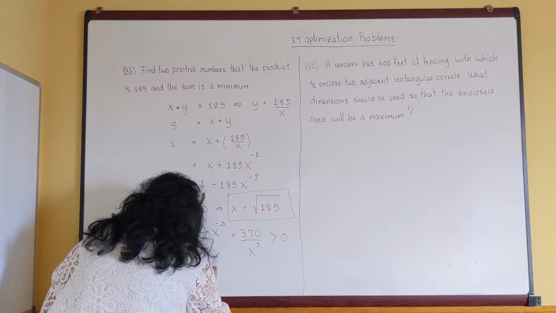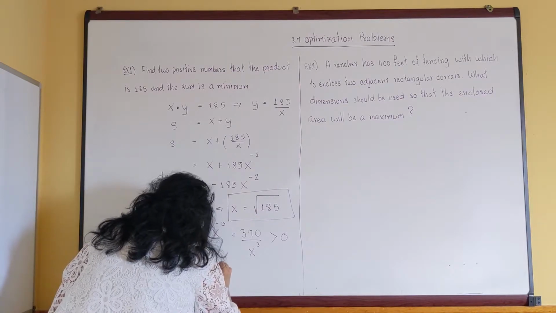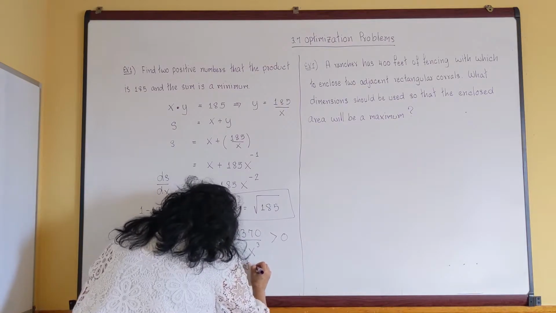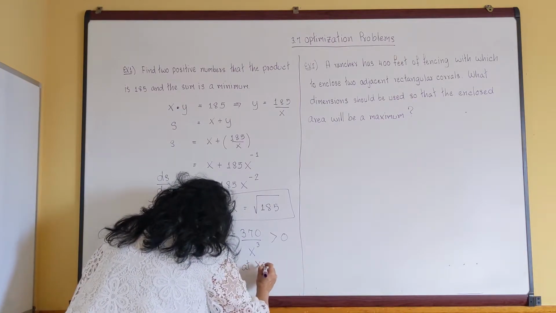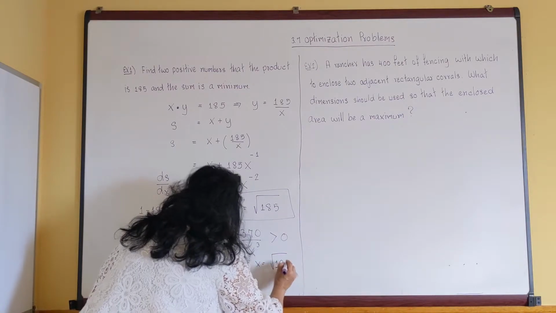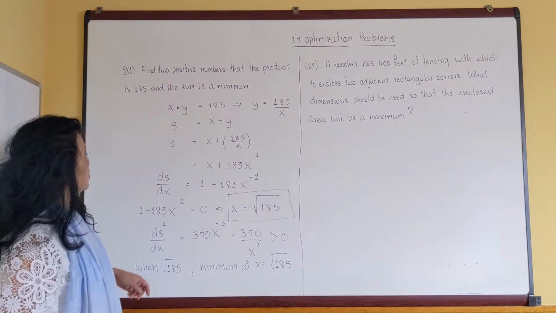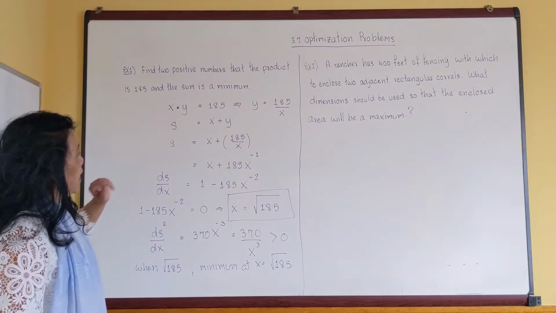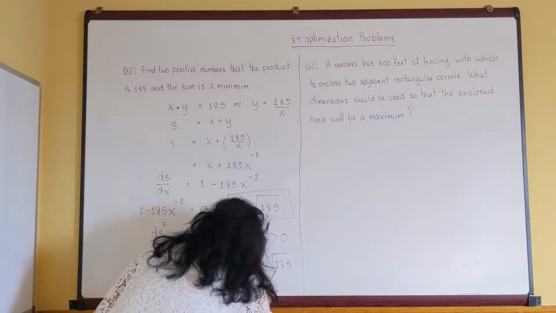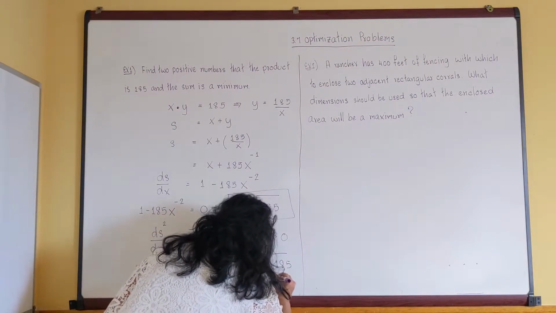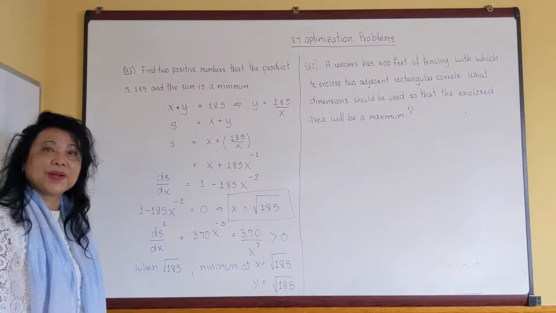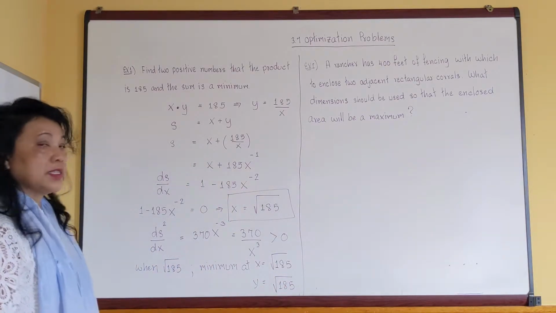So the minimum is at x equals the square root of 185. Again, if you substitute x in here and solve for y, you're going to have y equal to the square root of 185. I used the second derivative test.